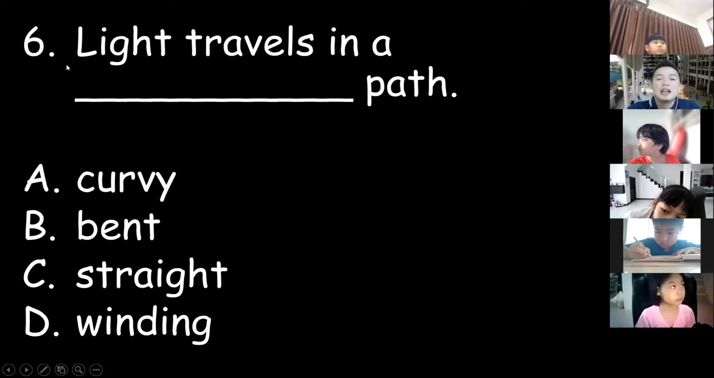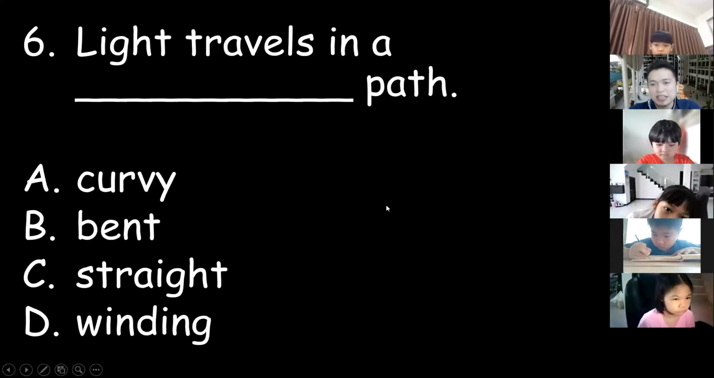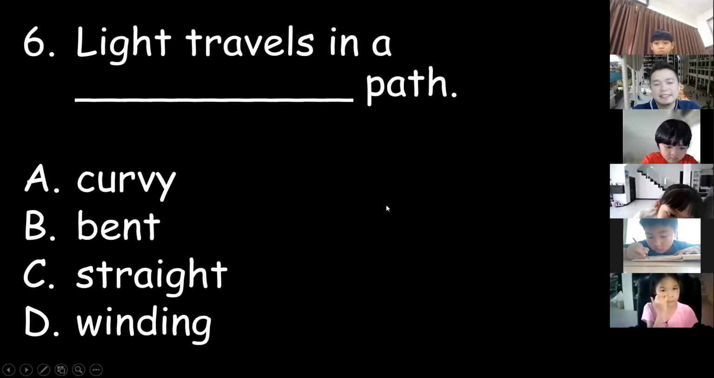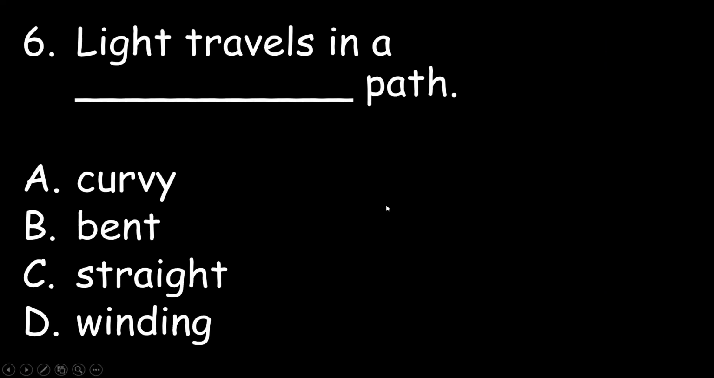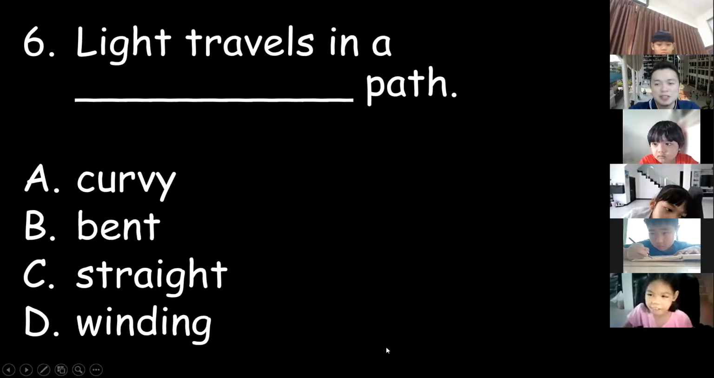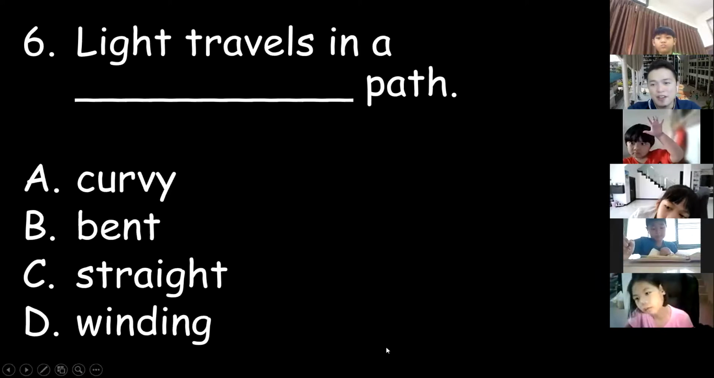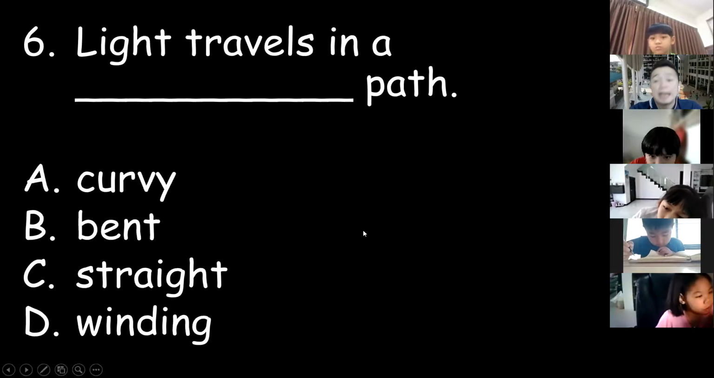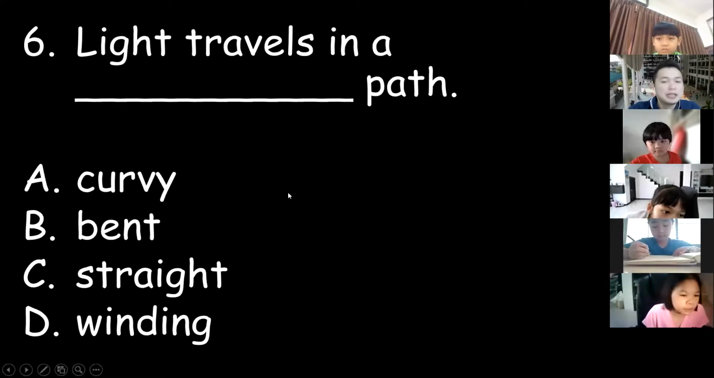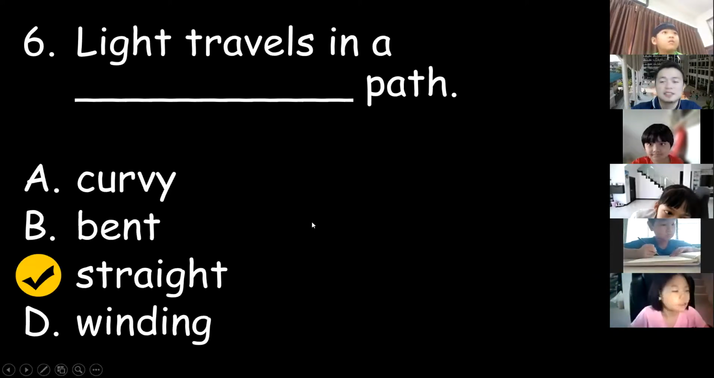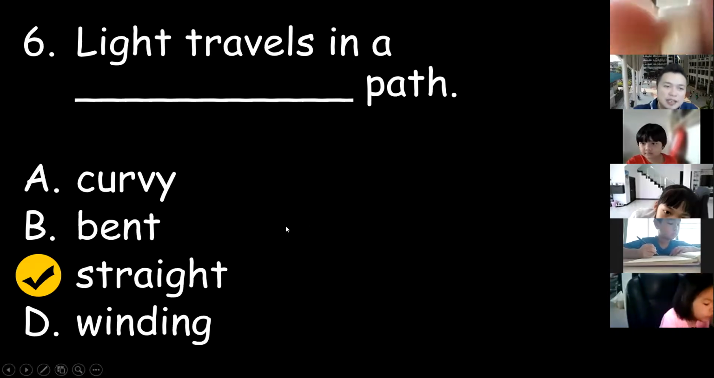Number six. Light travels in a blank line, or in other words, line or path. Light travels in a blank path. Who can answer? Nava. Yes, Nava. Letter C. Let's see if your answer is correct. Yes, sir. Your answer is correct.